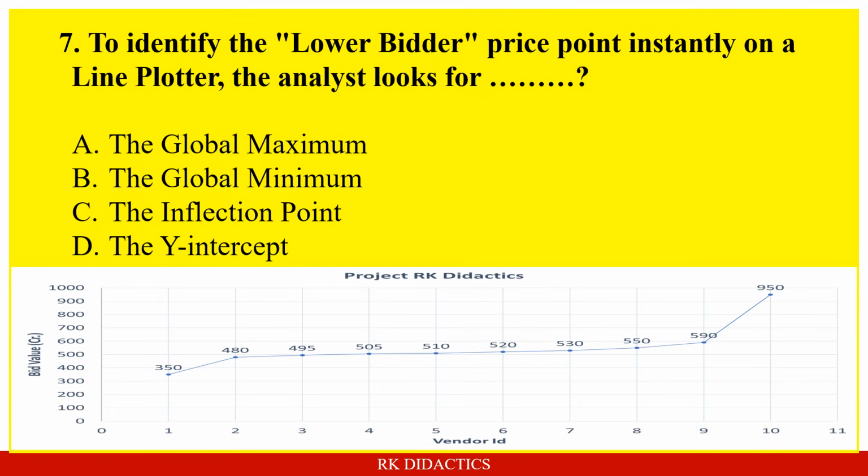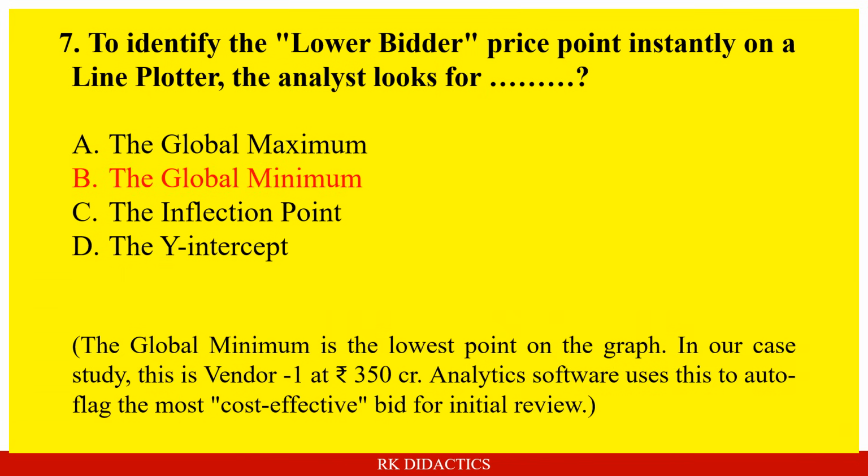To identify the lower bidder, price point instantly on a line plotter, what does the analyst look for? The global maximum, the global minimum, the inflection point, or the y-intercept? Answer is, to identify the lower bidder, the analysts look for the global minimum. So the global minimum is the lowest point on the graph.